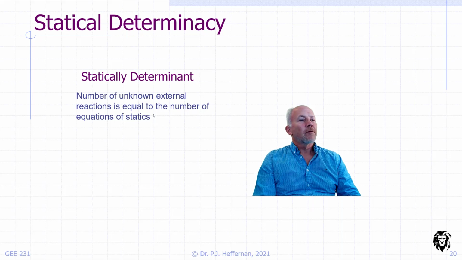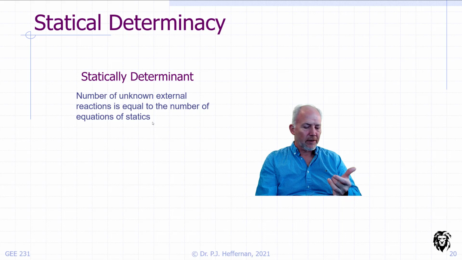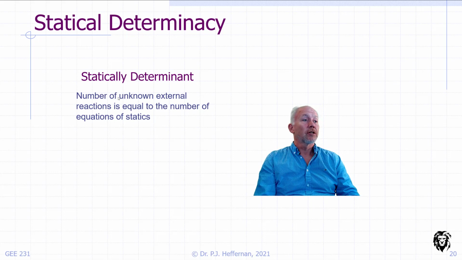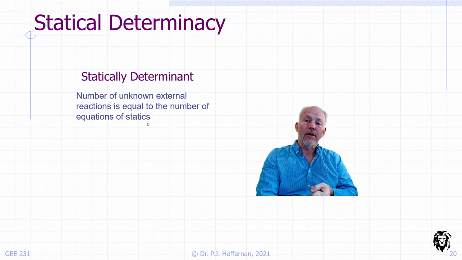So the number of unknown external reactions based on the types of supports we have is equal to the number of equations of statics. So in 2 dimensions, how many equations of statics do we have? We have the sum of the forces in the x direction equals 0, the sum of the forces in the y direction is equal to 0, and the sum of the moments must be equal to 0. So we have 3 equations. So we have to have a system where the number of reactions is also equal to 3. That means it will be both stable and determinate, as in we can use our equations of static equilibrium to resolve it.